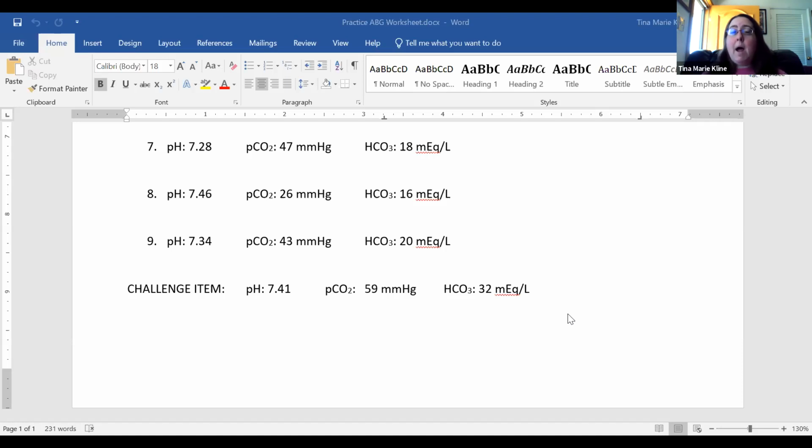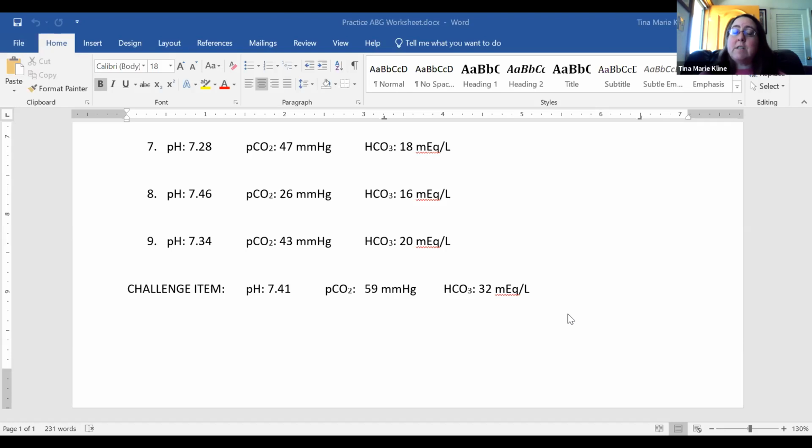Because my bicarb and my pH are both tilting in the same direction, this is a metabolic alkalosis. I know that there is compensation taking place because my PCO2 is on the acidic side. It's trying to balance out the scale. So I know it's compensating. I can now say it's fully compensated because my pH is back within the normal limits, back within its normal range.